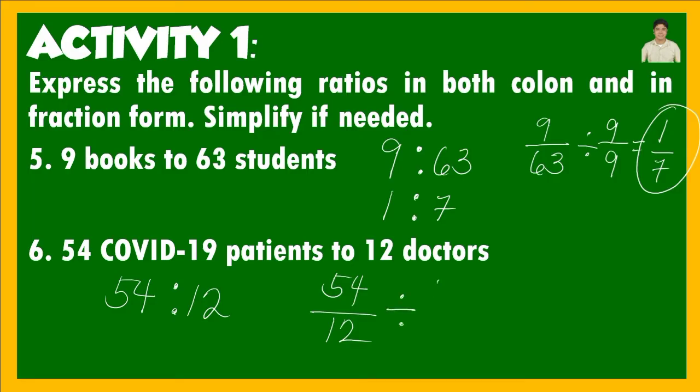So, dividing 6 to both numerator and denominator. So, 54 divided by 6, we have 9. And then 12 divided by 6, we have 2. So, 9 over 2 in fraction form. Yung 54 is to 12, pwede siyang isulat as 9 is to 2.